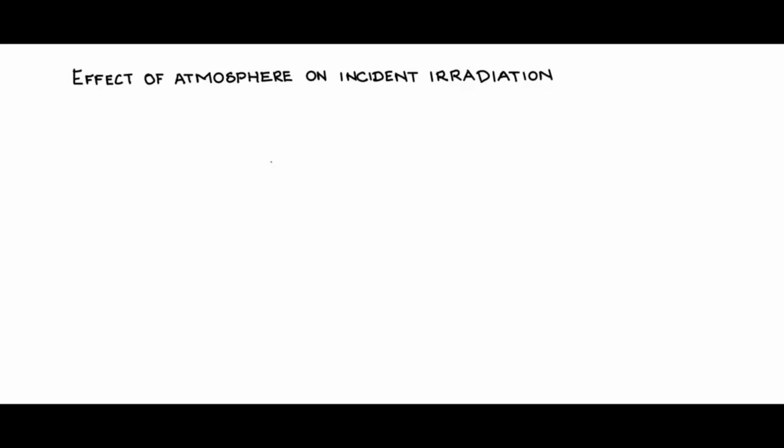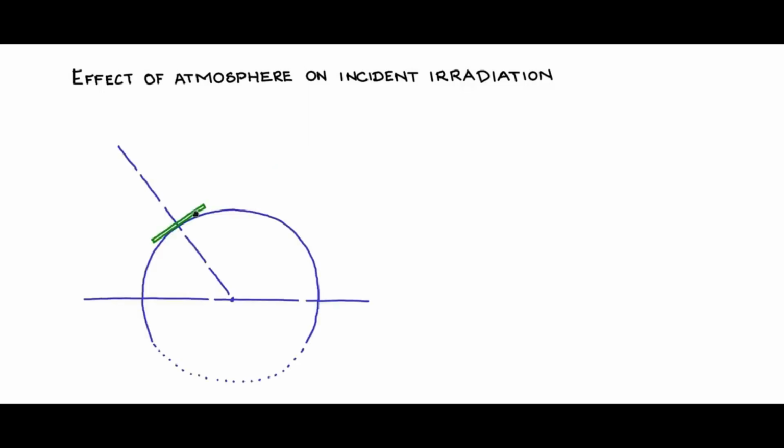Hello students. So far we have found energy falling on a flat plate. Now we are going to see what is the effect of atmosphere on incident irradiation. Let us proceed. For that I am going to consider a circular shape. Let us assume this as globe. Here this line is the zenith line, and I have placed a flat plate on the surface of the earth. You can consider it as a PV panel.